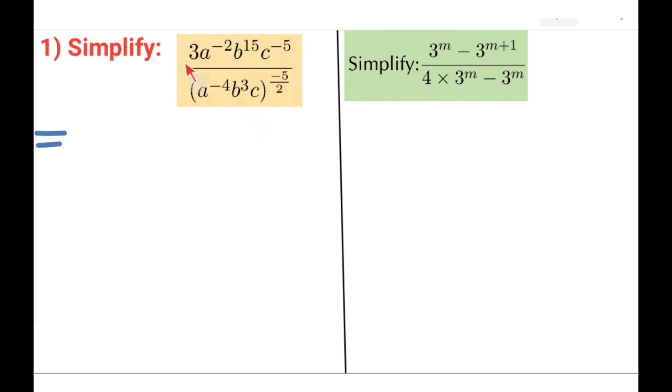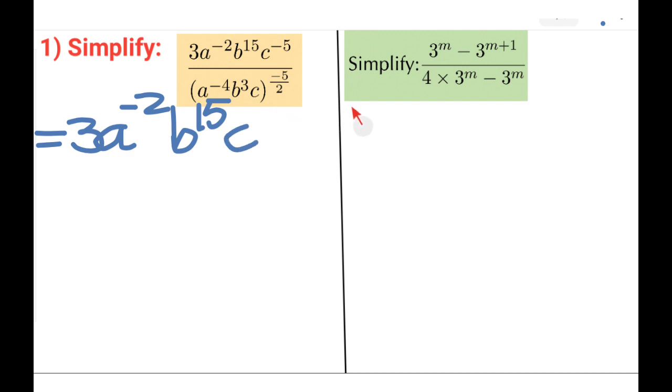Now, in a question like this, the numerator is basically not troublesome at this moment, so you can leave it like this for now. Of course, you're going to deal with it in the future as well. So you go 3 times a to the power of negative 2, b to the power of 15, c to the power of negative 5, all over. Now you deal with the bottom one.